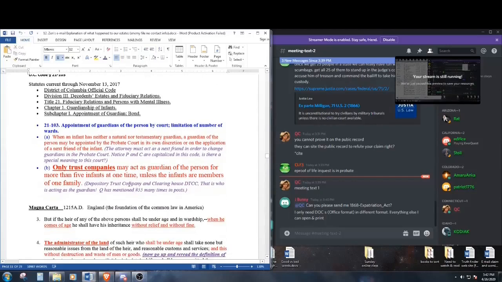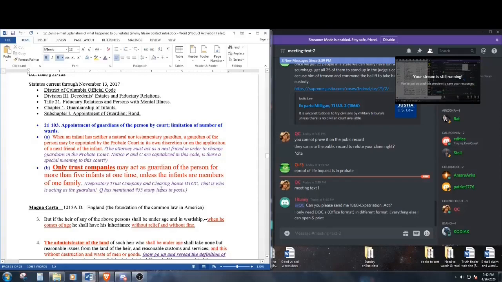Now, this is the other interesting part. Only trust companies may act as a guardian of the person for more than 5 infants at a time, unless the infants are members of one family. So what's that telling you? It's telling you the trust companies are the guardians. So the Depository Trust Company and Clearinghouse, DTCC, that's who's acting as the guardian.